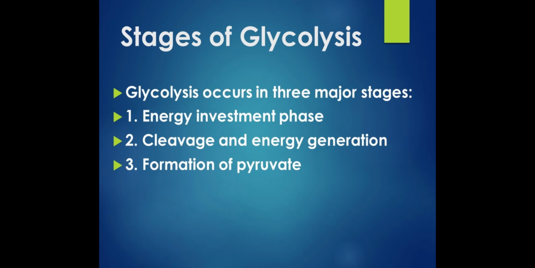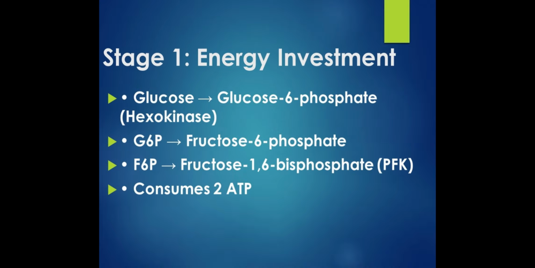Stage 1 of glycolysis involves the conversion of glucose to fructose 1,6-bisphosphate. This stage consists of three steps involving phosphorylation, isomerization, and a second phosphorylation. It is often referred to as the energy investment phase as ATP is consumed. Now, this stage has the following steps.